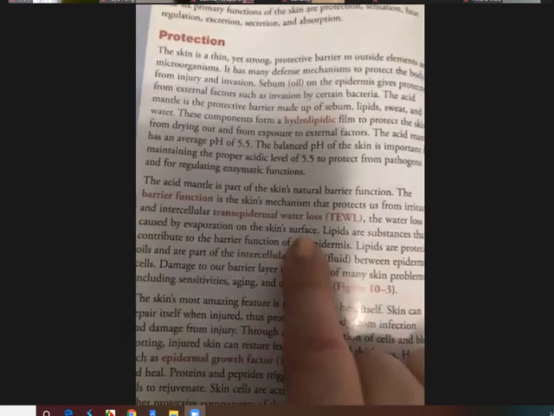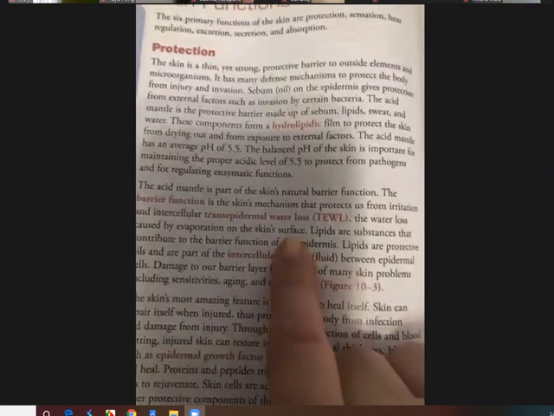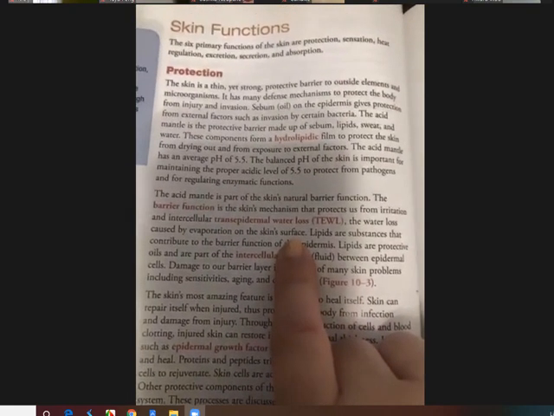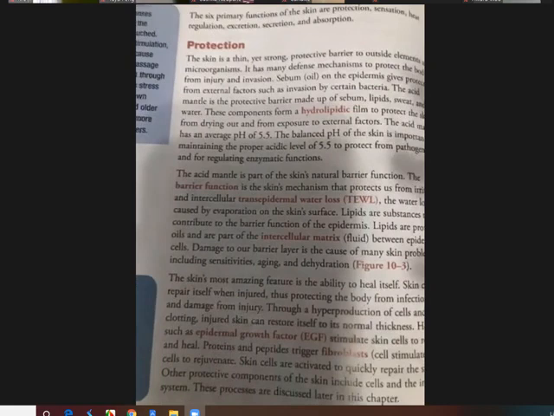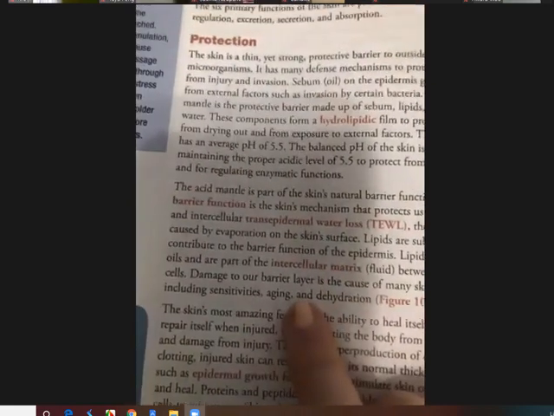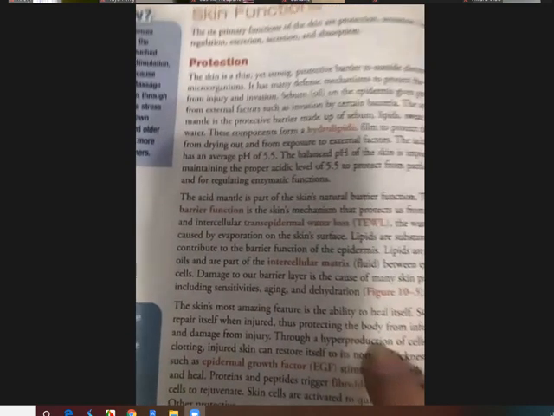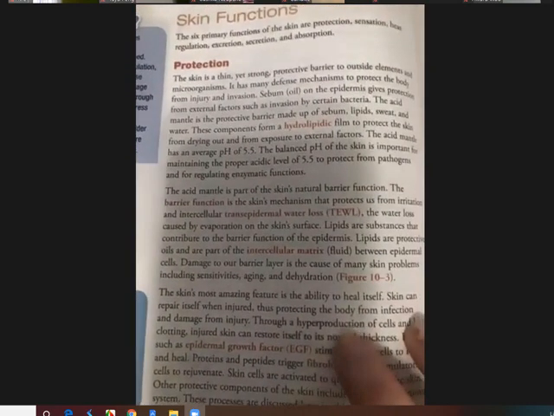Now, the water loss caused by evaporation on the skin surface. You see, because the air is dry, so our skin has to protect us from the dryness. That's why our skin keep pushing out water to keep our skin moist. That's why we tend to lose water. That's why you have to drink a lot of water. Okay, it's best to drink at least 8 to 10 cups of water a day.